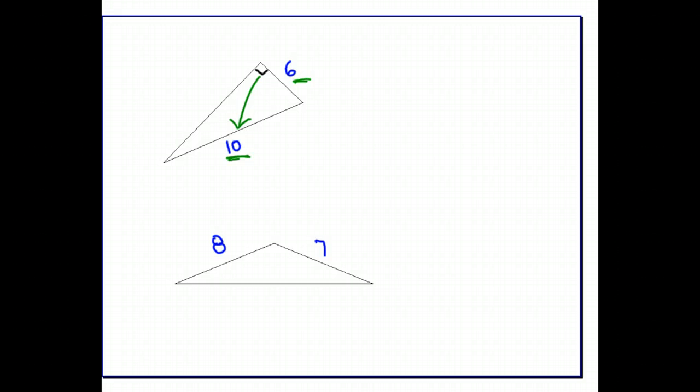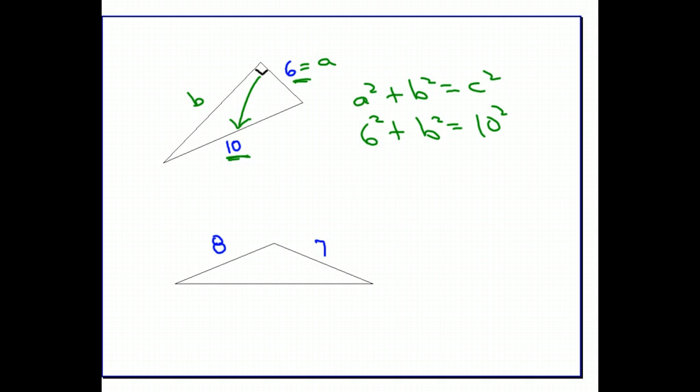Opposite the right angle is your hypotenuse, which is the 10 this time. And the other two are your legs, so let's call this A. Let's call this one B. And we've got A squared plus B squared equals C squared. That's the Pythagorean theorem. So we've got 6 squared plus B squared equals 10 squared.